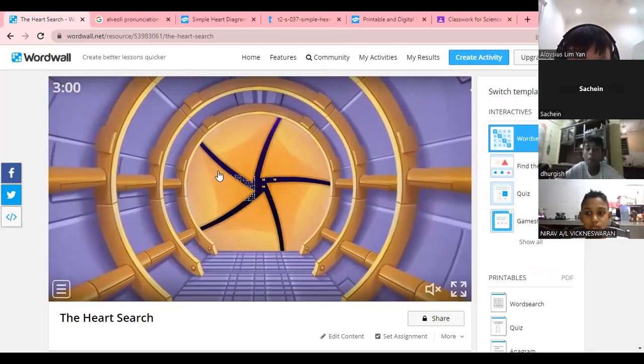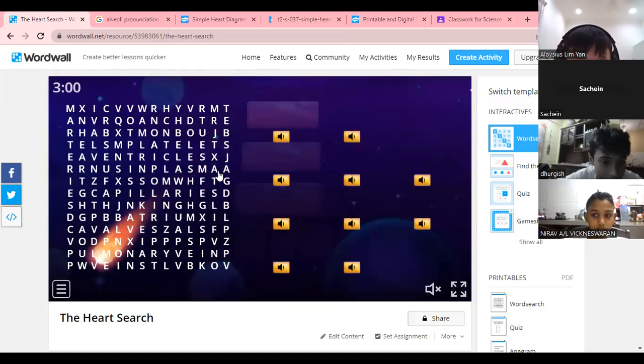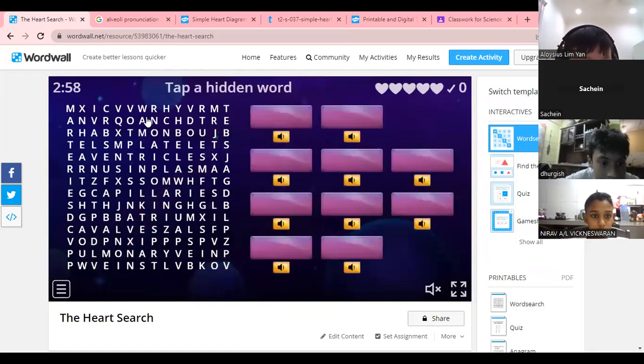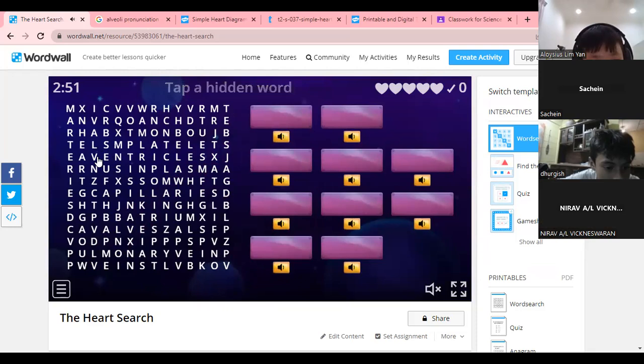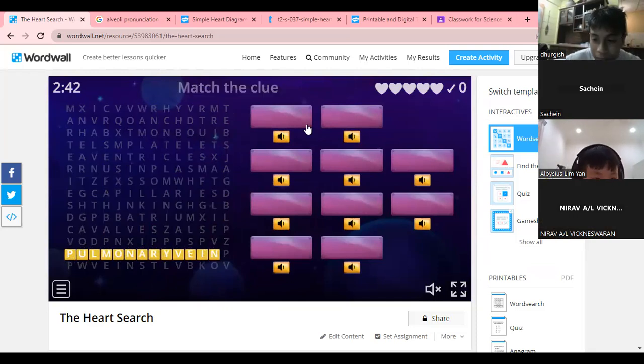Let's start this now. The way you do this is, first of all, click on a word. Try to find a word. Say, I found pulmonary. Every time you find one, type it in the chat. Every time you refresh, the settings will change.